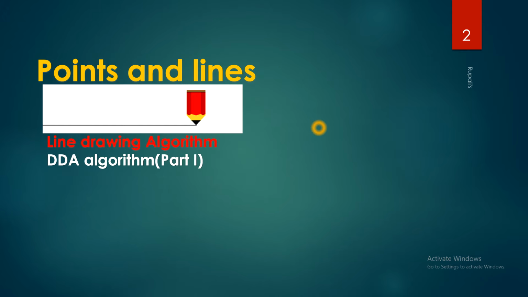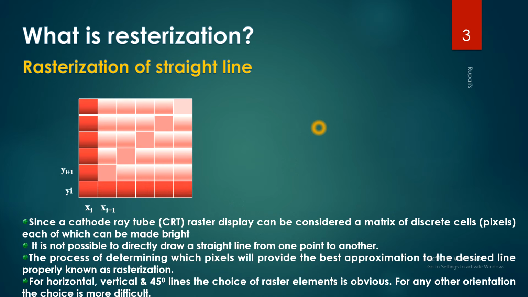Today we will learn a new chapter, points and lines. Today we will learn a new algorithm, the line drawing algorithm. It is the DDA line drawing algorithm. Before learning this algorithm, we have to learn what rasterization is. What is rasterization of a straight line?